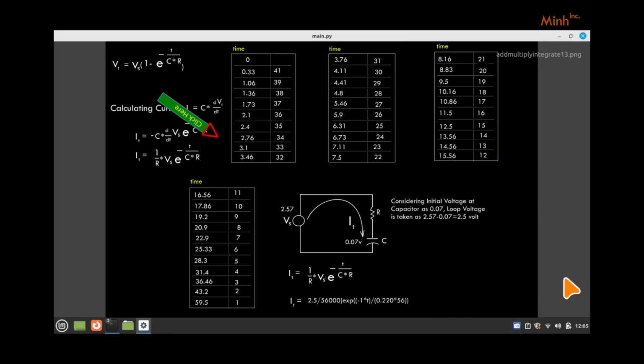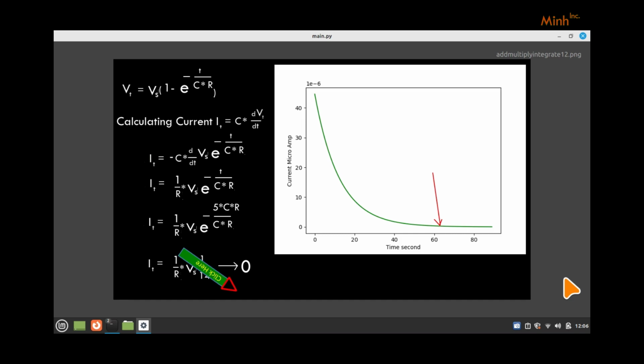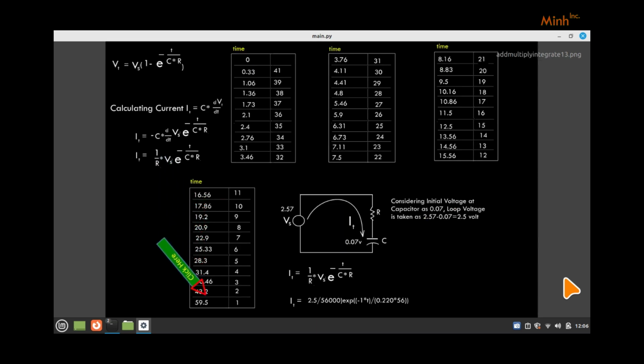Okay, so the reading is ready. At the beginning at zero there is no stable reading, and beyond that there is a stable reading, we can see. The left side is the second, and that is microampere. At 59.5 it reaches 1 and it stays at 1. So we consider that 1 is the minimum and stable current. We talked about 5 into CR, or 5 into RC. That is the place where the current is minimal, tends to 0, and is stable.